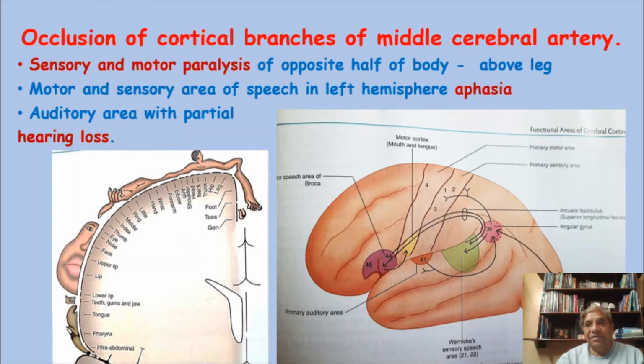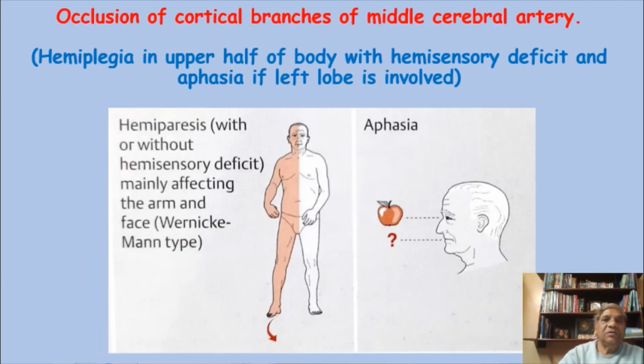cerebral artery. Now, the occlusion of this middle cerebral artery, as I said, will ultimately lead to hemiplegia in the upper half of the body, above the knee joint, with sensory loss, hemisensory deficit, and aphasia of the left lobe, if the left lobe is involved. That means what kind of aphasia? Both motor as well as sensory.